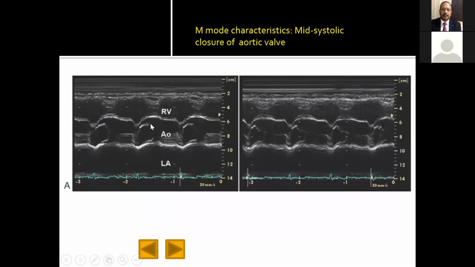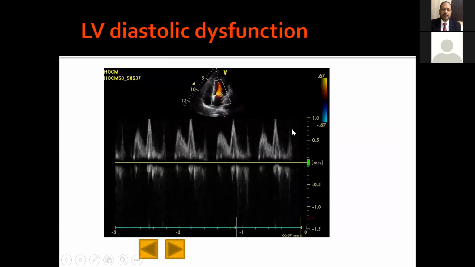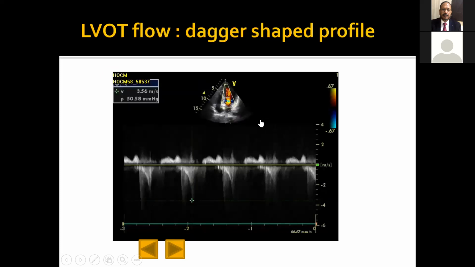See, this is the normal mitral valve. It closes like a parallelogram, and here, because of mid-systolic obstruction, there is a notching in the leaflets of the aortic valve. LV diastolic dysfunction, grade 1 diastolic dysfunction, the E is small and the A is large. If you put a color Doppler across a line across the left ventricular outflow tract, you will see a dagger-shaped profile. See, this is a dagger-shaped profile.